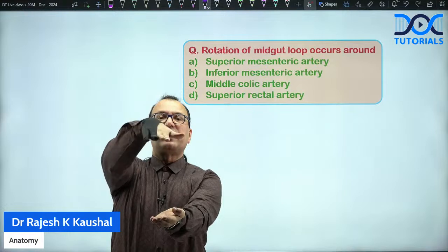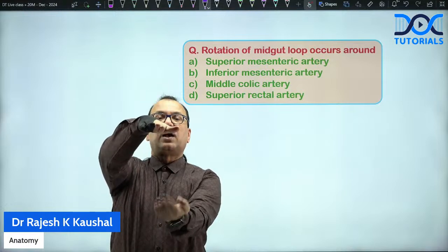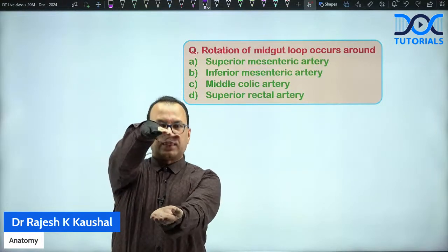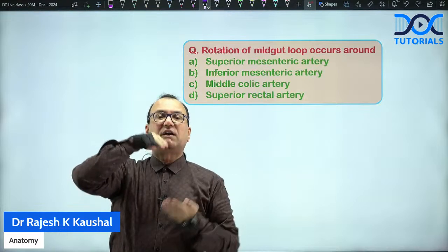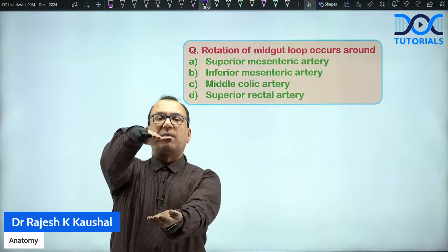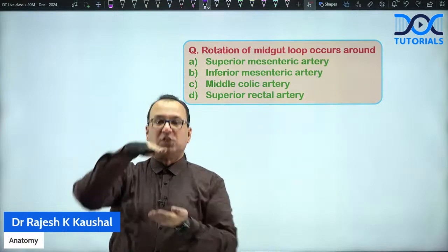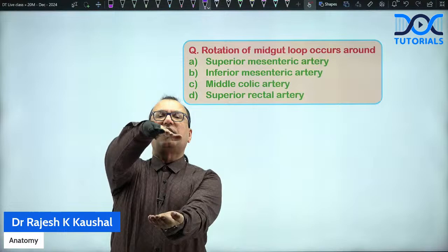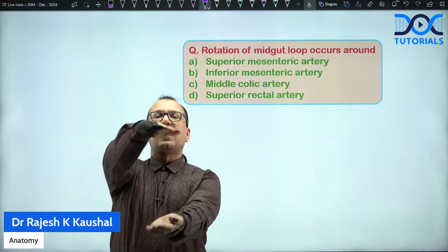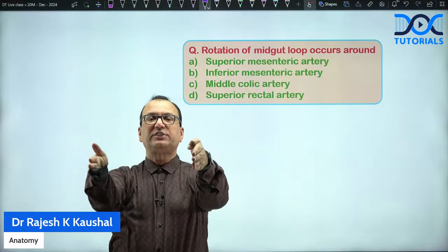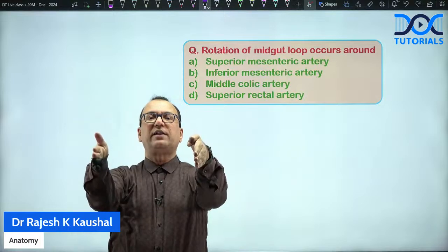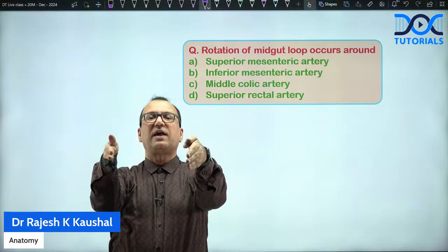So proximal segment DJ, duodenojejunal junction, the distal segment IC, ileocecal junction, and then they rotate. As the gut is going outside into the umbilical sac, which is called physiological umbilical hernia, it will rotate anti-clockwise by 90 degree. So first rotation is anti-clockwise by 90 degree. DJ will come here and IC will be here.